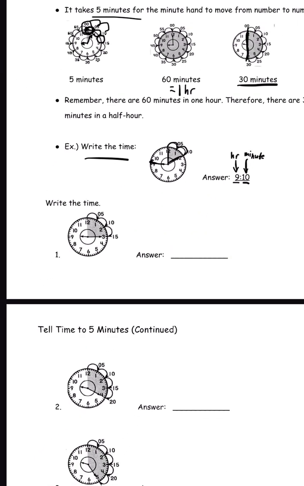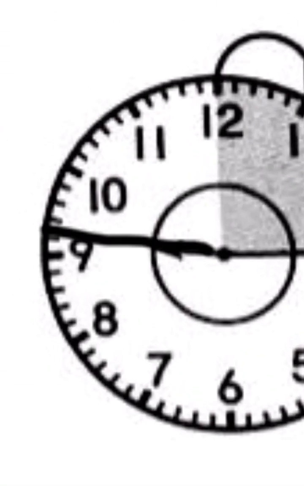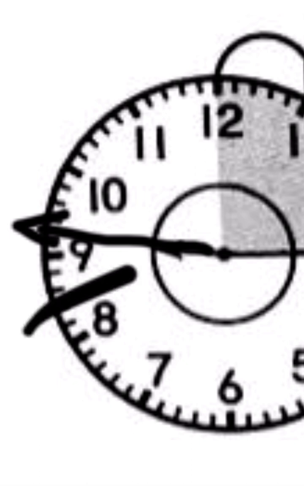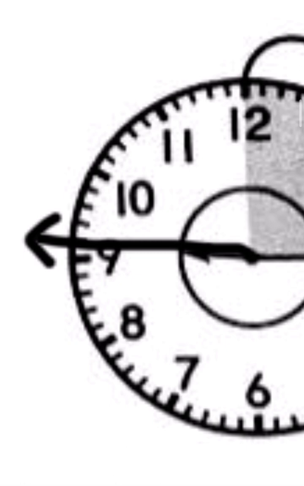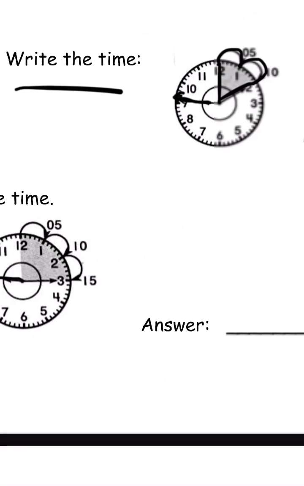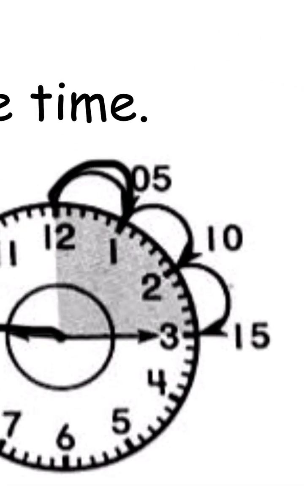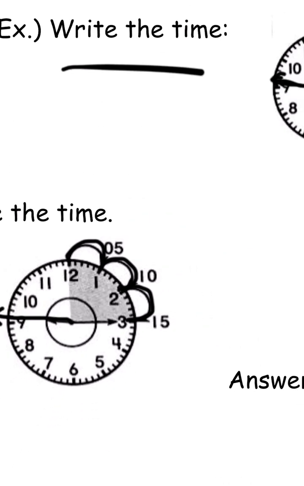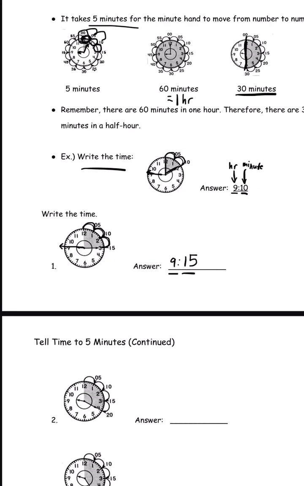Now let's look at number 1. We have to write the time. It's the same thing. This one is still a little bit over 9. It's not here, it's not there, it's not more than 10. If it did not pass 10, that means it's still at 9. So we have to write 9 on the hour side. And then we have 5, 10, and 15 minutes. So we have to write 15. 9:15 is the answer for number 1.